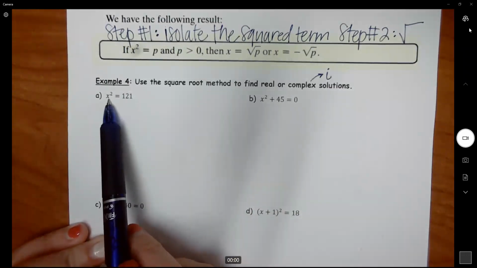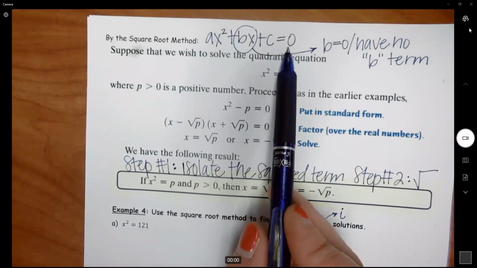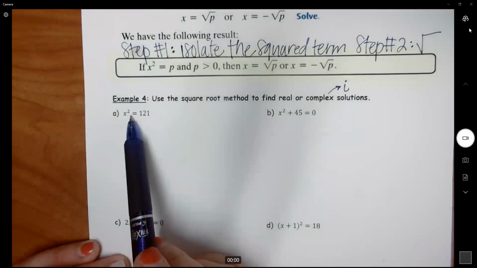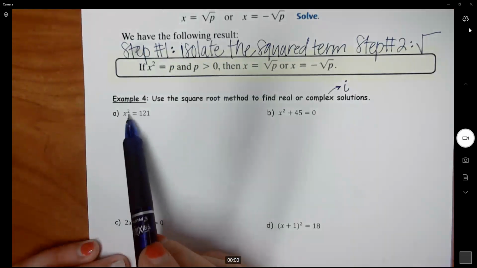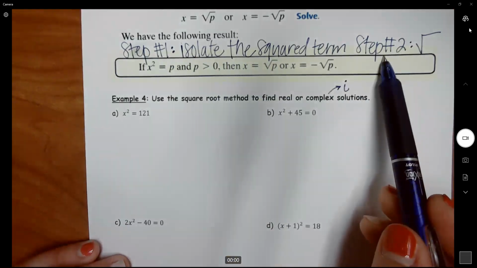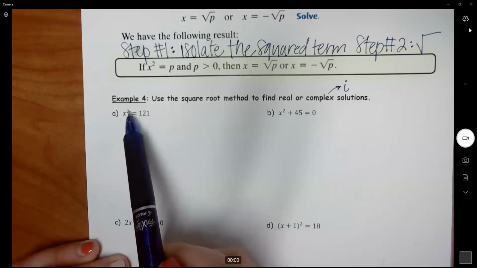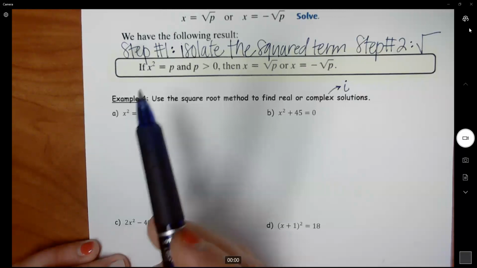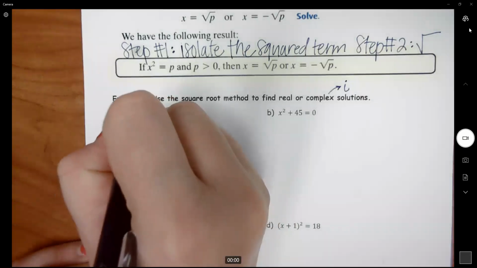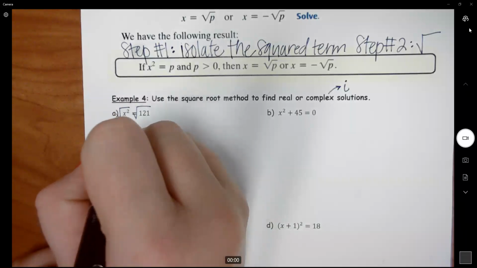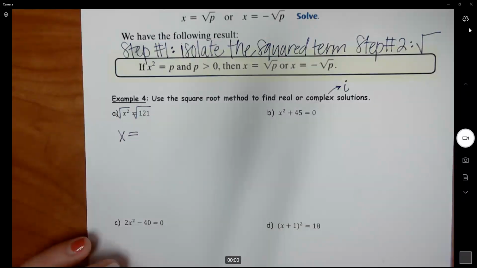This is already isolated, so we're good here. This is the only one here where we actually don't want it in standard form. Everything else I need in standard form, with everything on one side and equals 0. This time I need x squared equals something else. So the square term's isolated, and the next step is to take the square root. That's because if I have x squared here, the opposite operation to squaring something is to take the square root. So the square root of x squared is x.